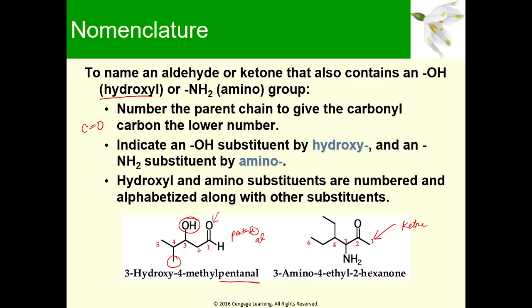So, you have here a hexanone. Originally, that's a hexane, since there are no double bonds. So, you drop the E, you make it one. Hexanone. Okay? Hexanone. Now, we have established the direction.